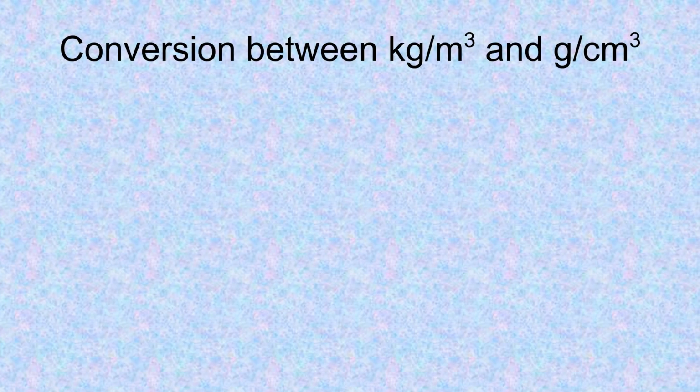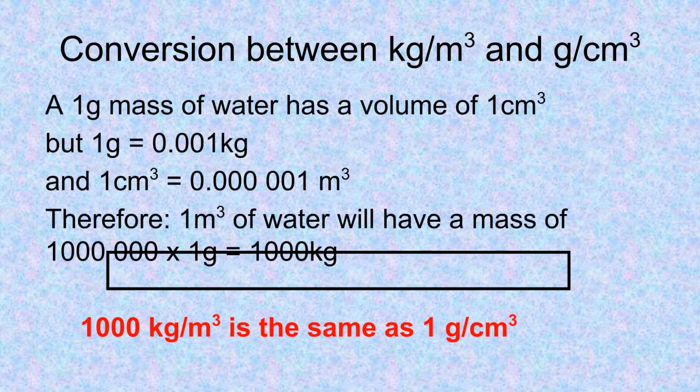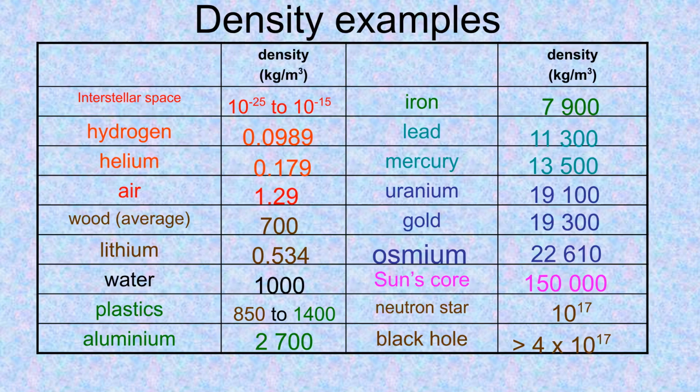To convert between units, note that 1,000 kilograms per cubic meter is the same as 1 gram per cc. This is derived from the conversion of mass and volume units. Density values vary widely, from the extremely low density of interstellar space to the incredibly high densities of a neutron star and a black hole.